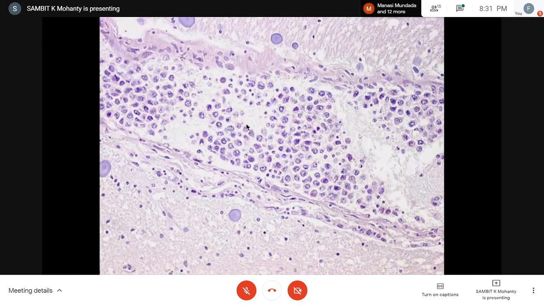This is the brain. What are these structures? This case is not from my thesis, but I saw this when I was doing my thesis, my dissertation during my MD. So what are these structures?